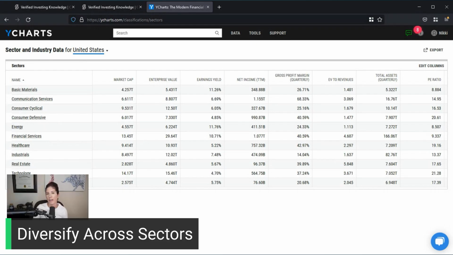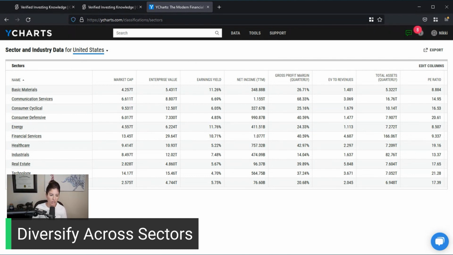Okay, so the second tip that I have for portfolio construction is going to be diversifying across the different sectors of the market. Now, you can also throw in some cryptocurrency in here. That's more so across asset classes, but mainly what I'm talking about here is the sectors of the stock market. So there are 11 major sectors in the stock market.